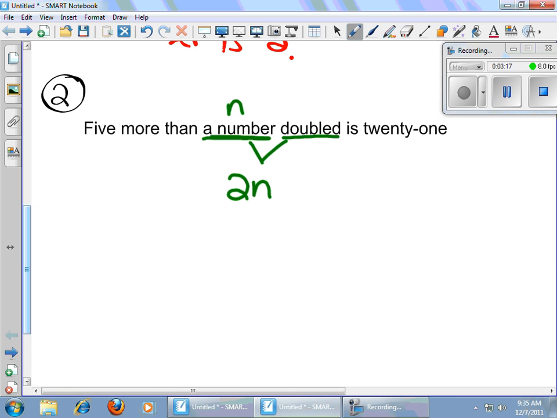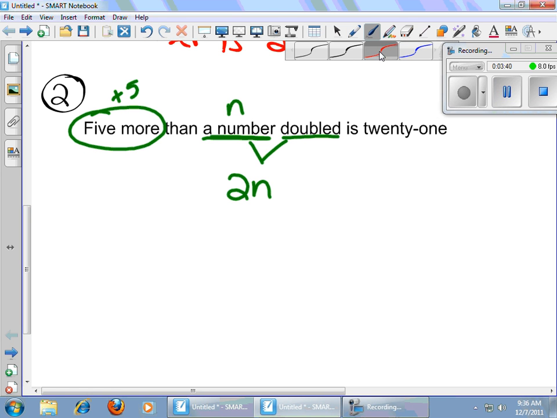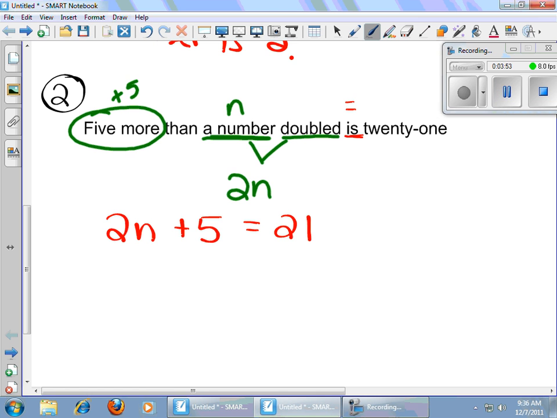If I want to double 3, it's 6, right? 2 times 3 is 6. If I want to double 5, it's 10. 2 times 5 is 10. My number is n because I don't know it, so I double it, 2 times that number, so 2n. Now I need 5 more than that number. Well, that means I'm going to add 5. But be careful, I am not going to go 5 plus 2n. I'm going to take the number doubled and then add 5 to it. Okay, is is another important word. It means equals. How much does it equal? 21. I have a 2-step equation.